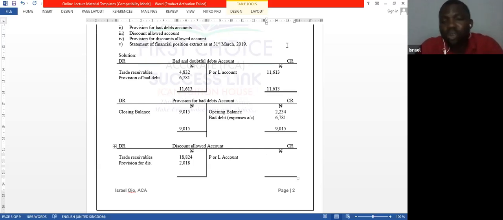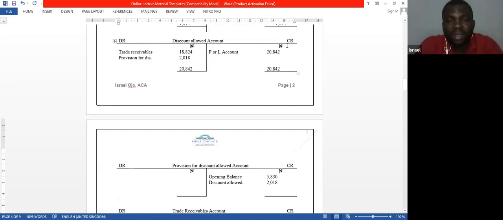Now that we have that, we need to add it together. So the addition of 18,824 plus 2018 will give us what? Will give us 20,842. Even if you press the calculator, that's what it's going to give you. So that will give you 20,842. Please, if you are having a different figure, send it in the chat. I will go through the chat and acknowledge it. I will answer your question at the end of the class. Please, any question, just drop a chat. I will attend to it at the end of the class.